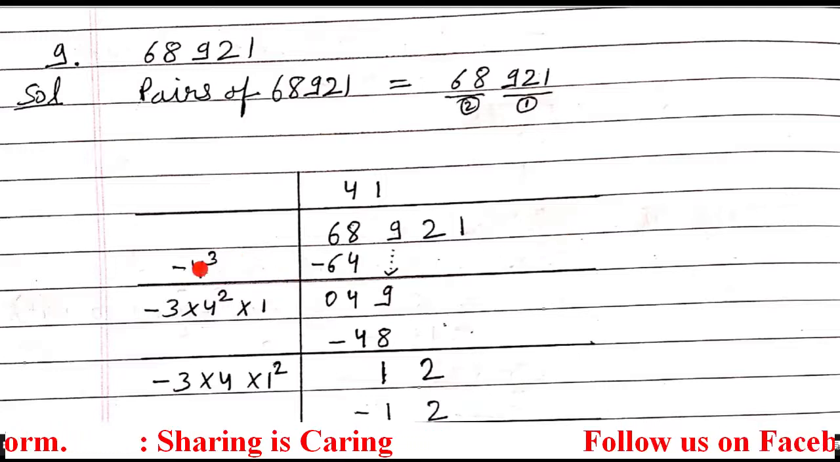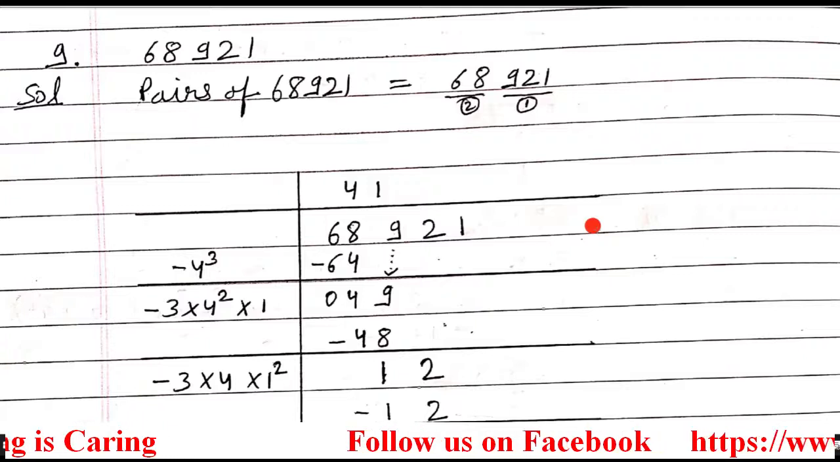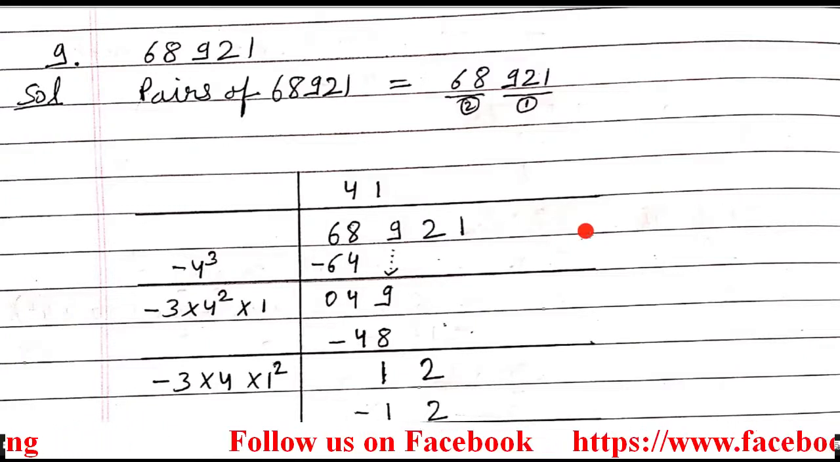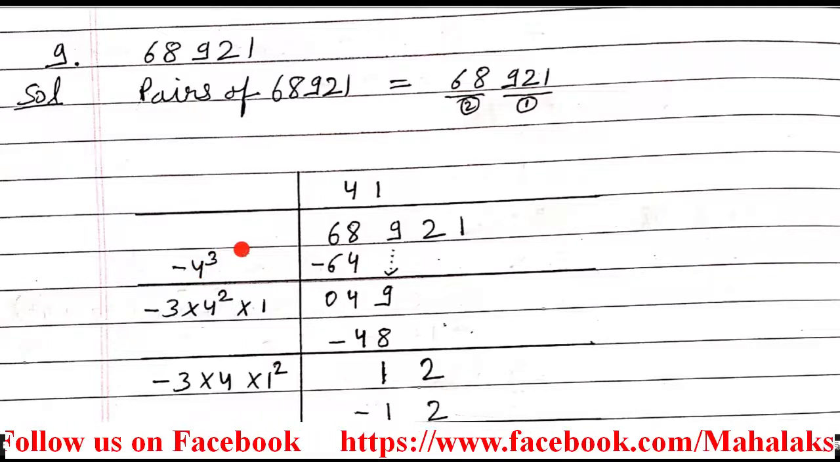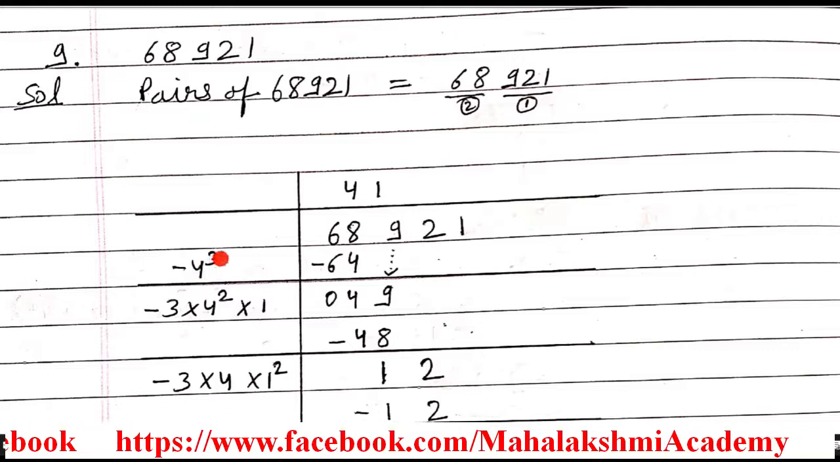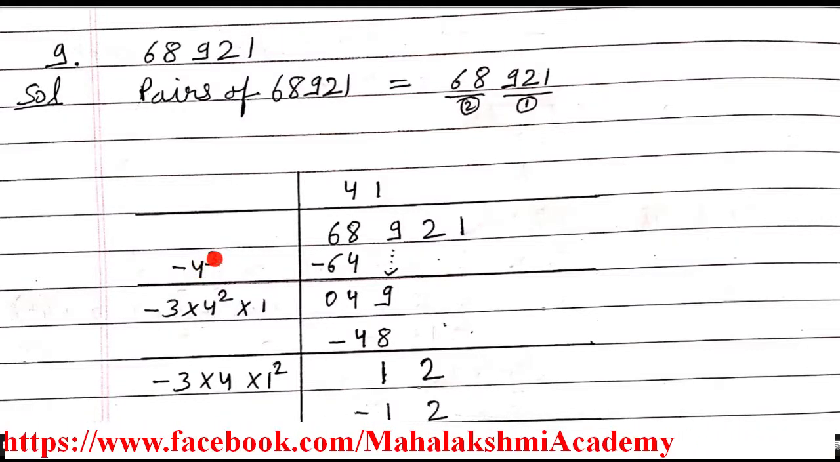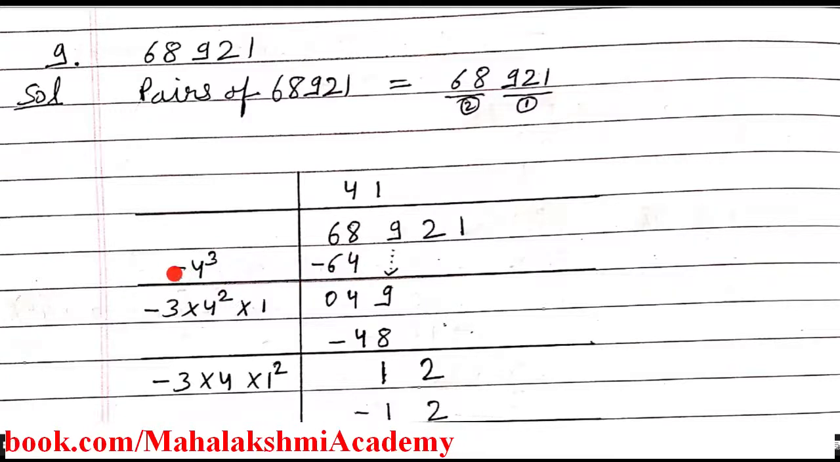So students, 4 cube is 64 and you know that 5 cube is 125. 5 cube is more than 68, that's why we'll select 4 here. So now we selected 4. Because we are doing 4 cube, just write down 4 cube here, and this 4 cube we are going to subtract, that's why put a minus sign.